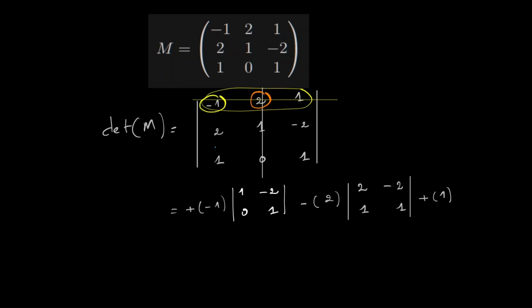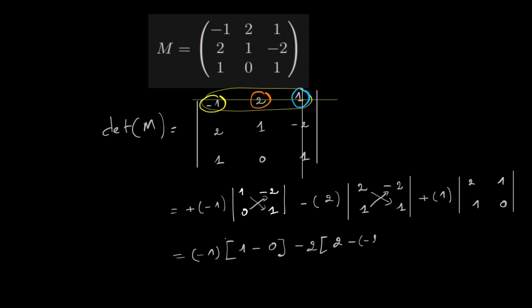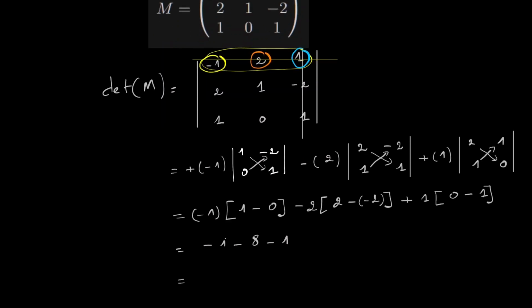For the third element of the first row, we need to eliminate the last column and we get this minor determinant. Now let's calculate the small determinants, cross multiply and subtract for each one. Then we obtain minus 1 and minus 8 and minus 1. Then the determinant of our matrix is minus 10.